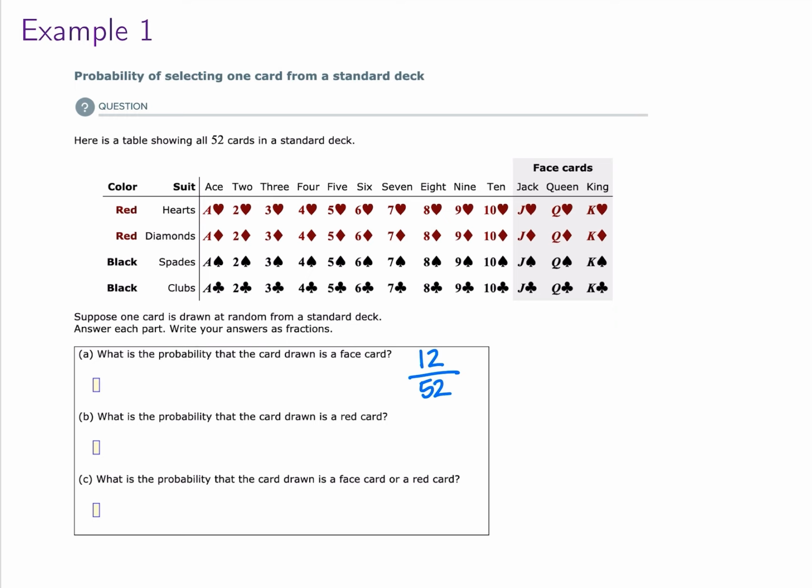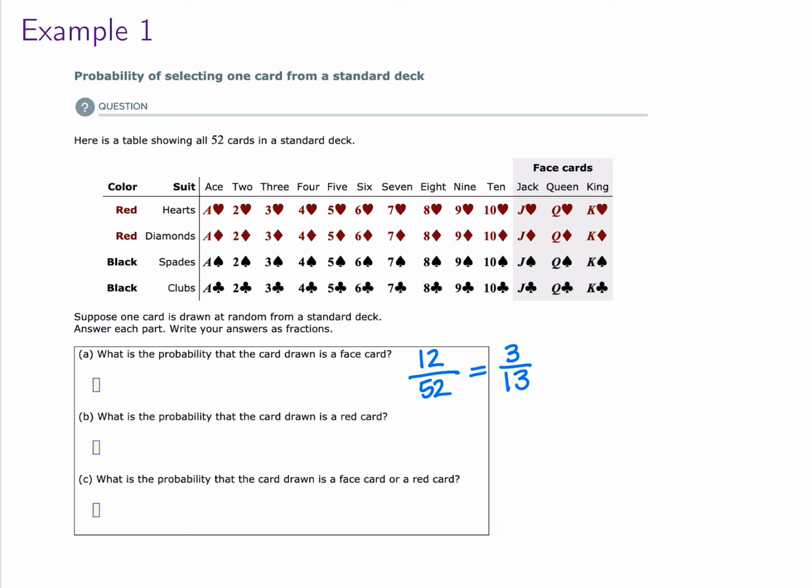12 over 52. Okay. We could simplify this. It does want your answer as a fraction, so don't simplify to a decimal. Don't get an approximation. Leave your answer as a fraction. But we could simplify. Both of these could be divided by 4. 12 divided by 4 is 3, and 52 divided by 4 is 13. So 3/13 is the simplified fraction. Let's look at part B.